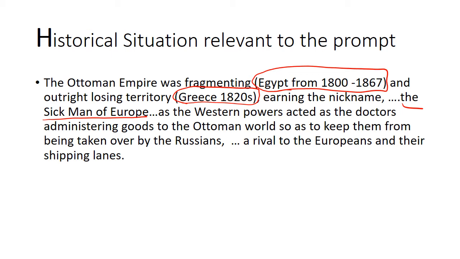Maybe you don't remember all that, but maybe you remember the sick man of Europe. Well, you can't just name drop the sick man of Europe, and that's what some kids would do. They would just name drop and move on. But you've got to tell why the sick man of Europe is a reason why this man would have the approach he had.